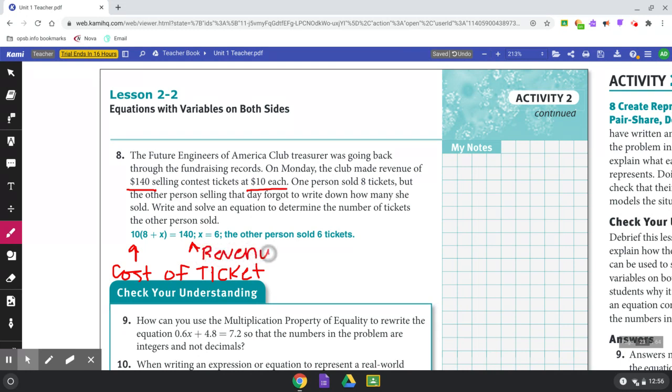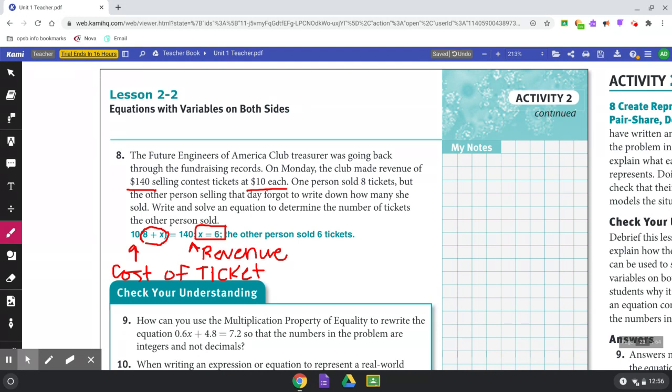So if they know that 10 times however many tickets they sold was 140, and they know that one person sold 8, well, you need to figure out 8 plus what? The X represents the number of tickets that the other person sold. 8 tickets that I sold plus how many tickets did you sell, times 10, equals 140. When you solve that, you end up getting X equals 6.